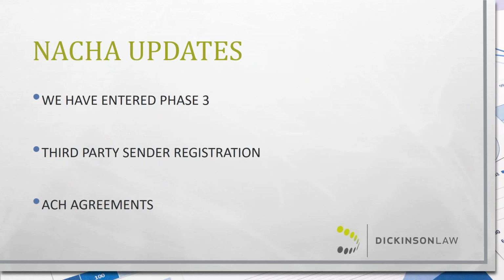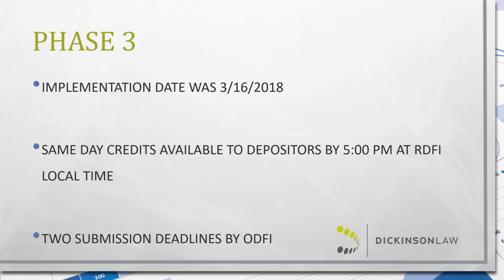So, NACHA updates. Phase 3 we have entered. We'll briefly discuss that. We'll talk about third-party sender registration for those of you that are late to the game there, and I'm going to highlight a few issues with ACH agreements with your cash management clients. Phase 3 was implemented about 2 months ago now, so hopefully everyone is on board facilitating those same-day credits by 5 p.m. local time, and I have not heard many causes for concern. The phases have been gradual, and this is phase 3 of 3, so hopefully your customers are appreciating those deposits showing on the same day.